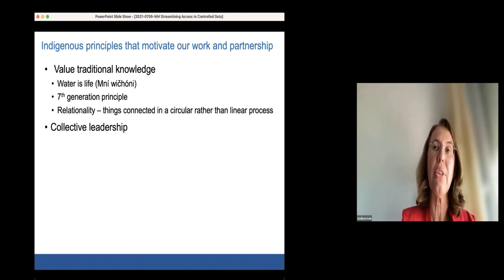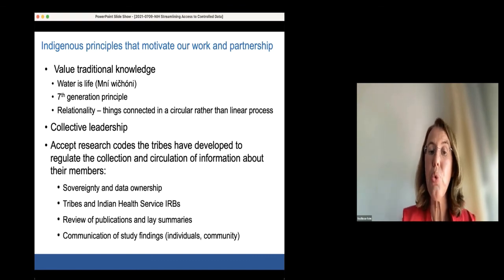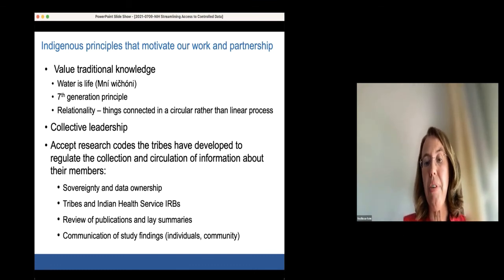Collective leadership: this is not the scientist alone in decision-making. The community input and the decision-making needs to be shared, genuinely and transparently shared. And then we have to accept the research codes that the tribes have developed to regulate the collection and circulation of information about their members. This includes the concepts which are essential of sovereignty and data ownership. And I want to come back to this concept that scientists or governments don't necessarily own the data that has been collected, but that the communities are the true owners of those data. And so we need to develop systems in place that reflect and respect that ownership.